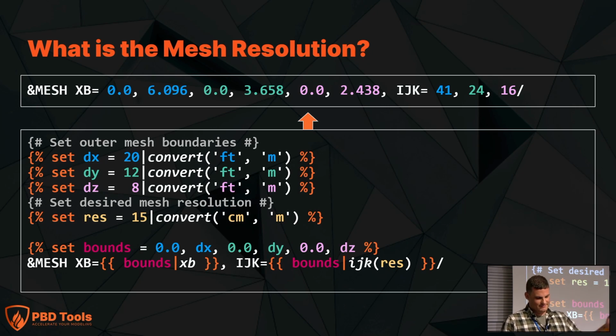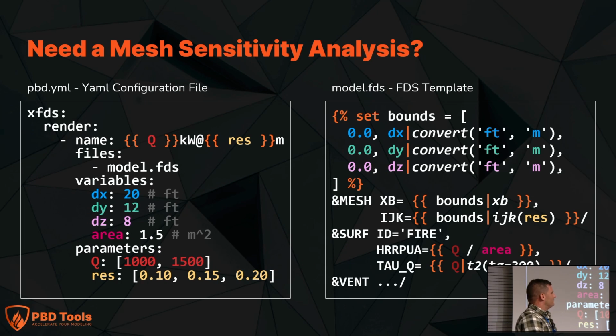So, as Donna mentioned earlier, what do we do with our meshes? We need to do a sensitivity analysis. So you'll see over here on the left is a similar template. We got the bounds variable going into the mesh line, and a surface defining a fire. Over here is a configuration file telling xFDS how to render this template.